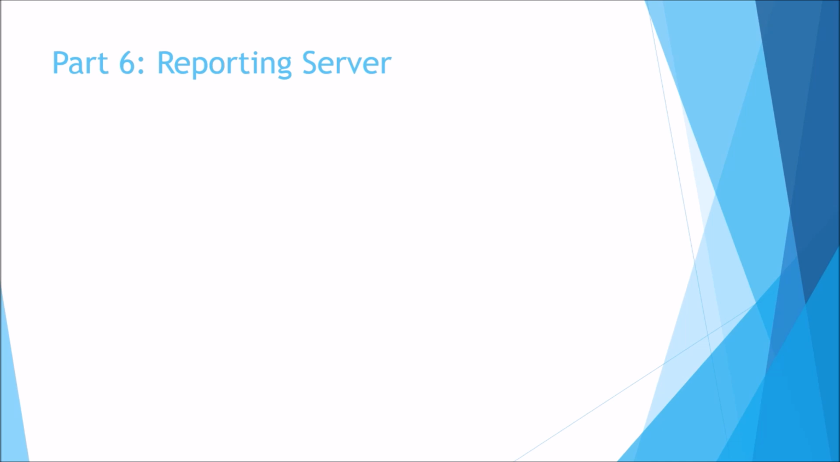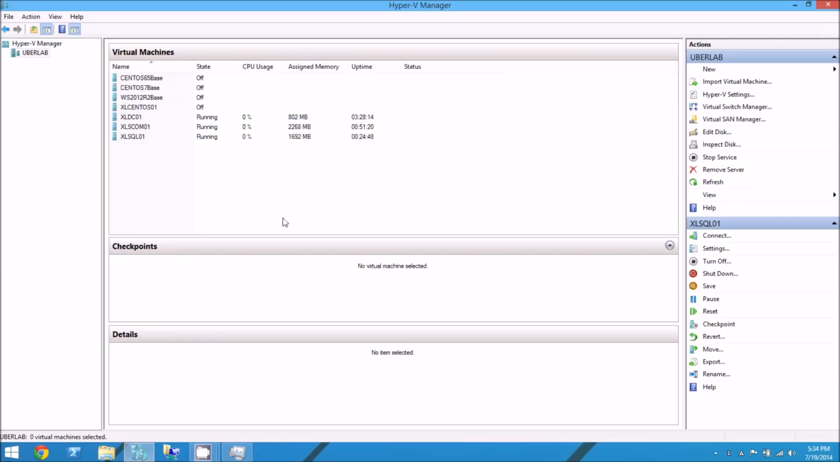The first thing this entails is installing SQL Reporting Services on either our existing database server, or you could put it on a separate database server. In our case, we'll just use the same one that we've already got an instance running on. And then finally, we're going to install the actual Operations Manager reporting server role. So with that out of the way, let's go ahead and get started.